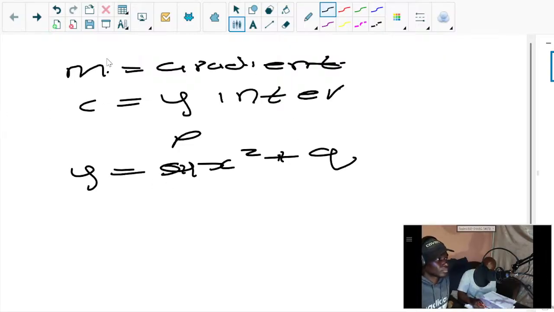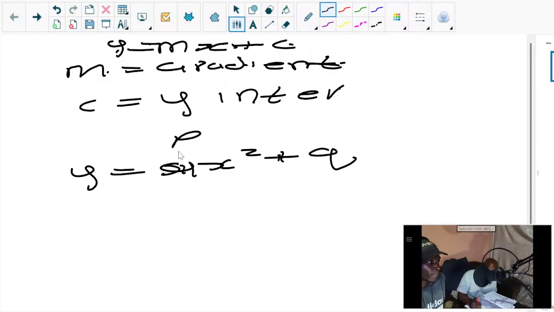They have something in common. The q of the straight line and the q of the parabolic function represent exactly the same thing. Both of them are y-intercepts. Now the difference is that in the other one we used m, and in this one we used a. So they're not the same.